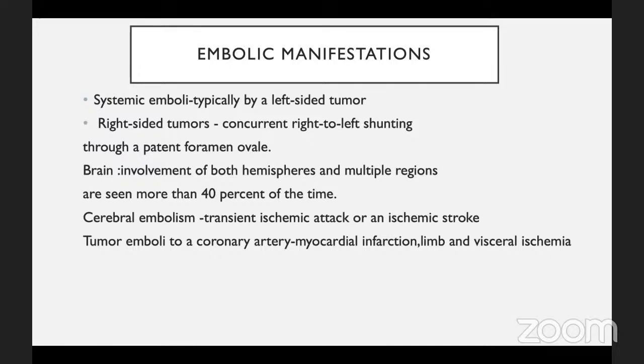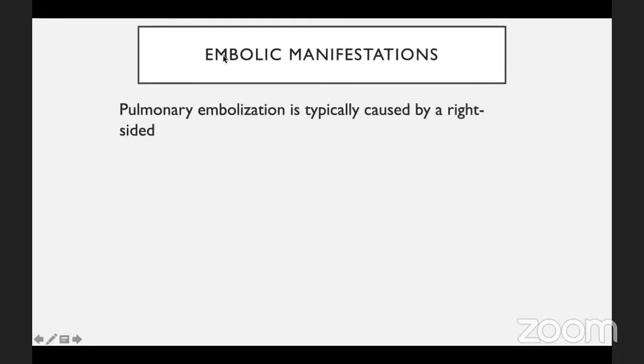It might go to the brain to involve both hemispheres and multiple regions, seen in up to 40%. I have the transient ischemic attack, or it might lead to coronary artery occlusion or myocardial infarction and limb or visceral ischemia. And on the right side, it will travel to the lung to cause pulmonary embolism.